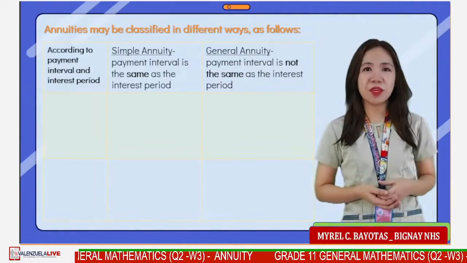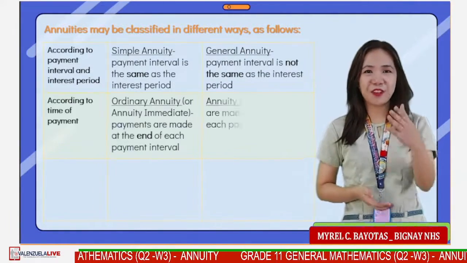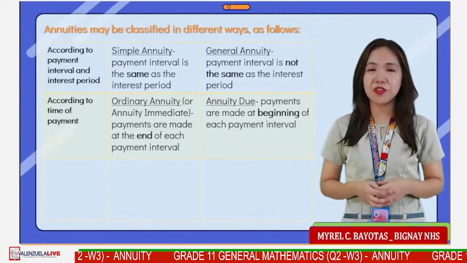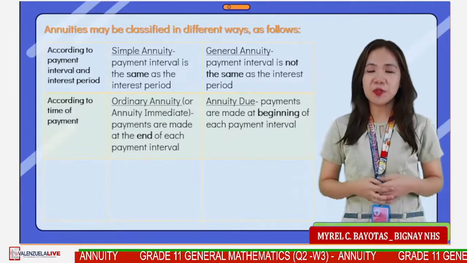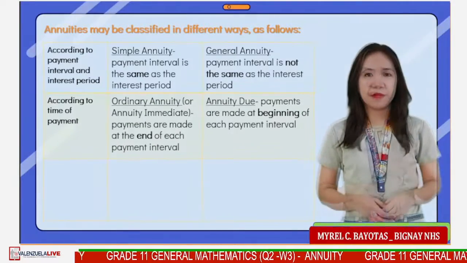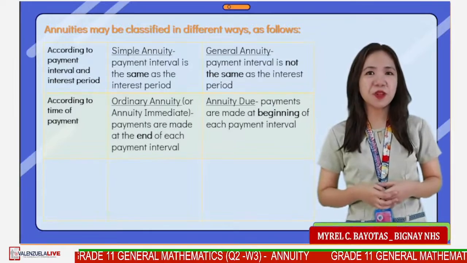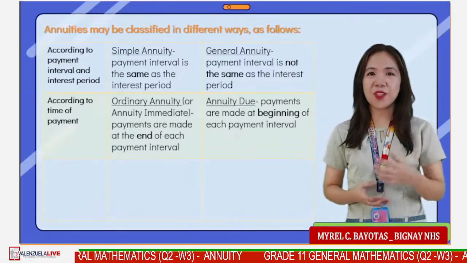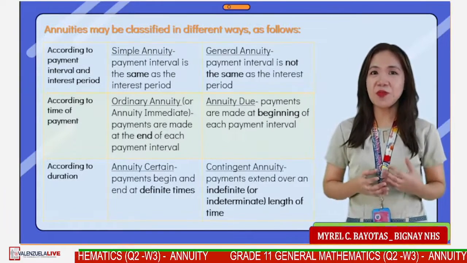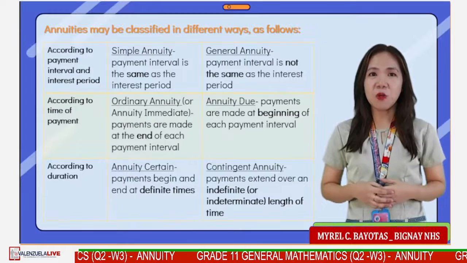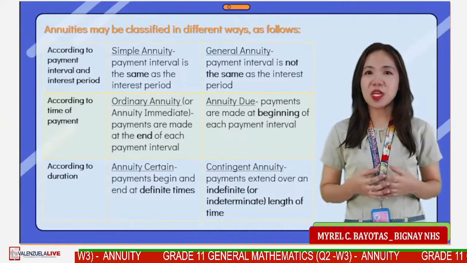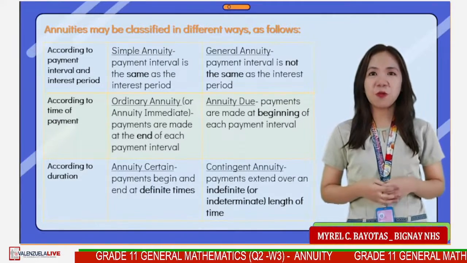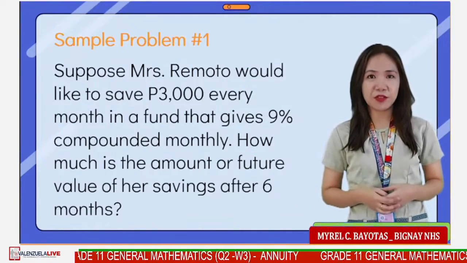How about annuity immediate and annuity due? You're right. In ordinary annuity, payments are made at the end of each payment interval, while in annuity due, it is made at the beginning. Of course, let's not forget annuity certain and contingent annuity. How do they differ? Well said. In annuity certain, payments begin and end at definite times, while in contingent annuity, it extends over an indefinite length of time. Let's try to solve word problems to understand annuity better.